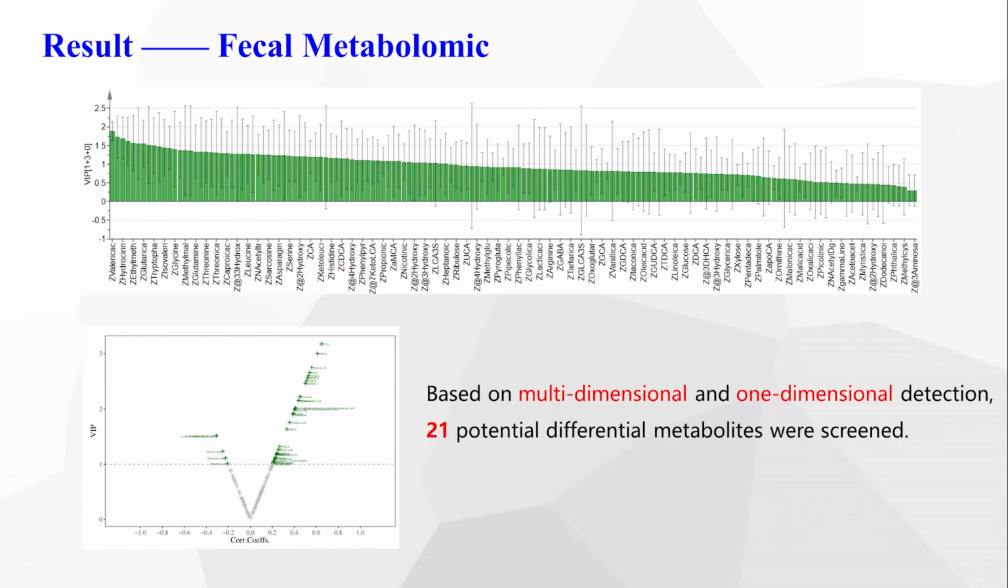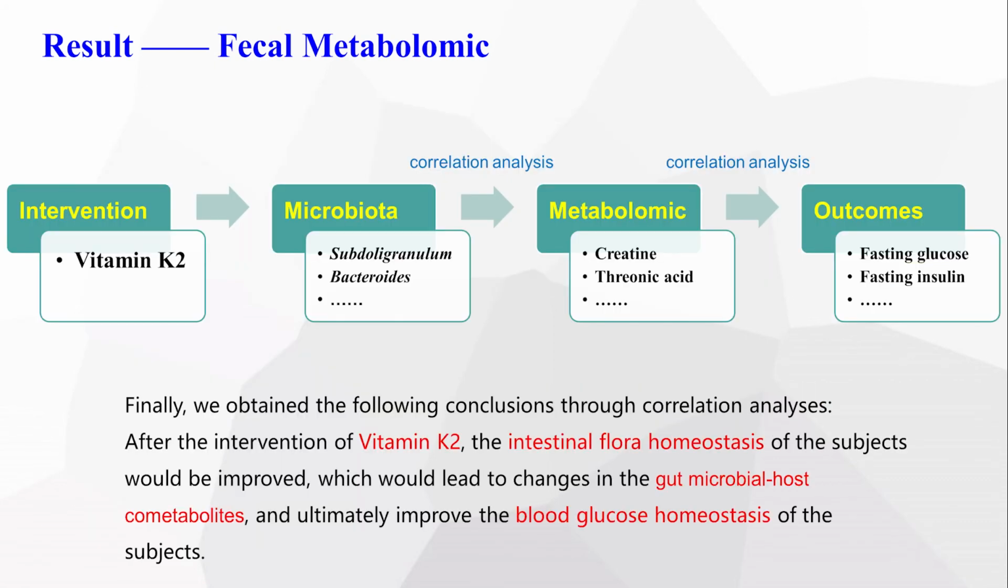Based on the multidimensional and one-dimensional assays, 21 potential differential metabolites were screened out. And the following conclusions were drawn using correlation analysis. We believe through intervention with vitamin K2, the intestinal flora homeostasis of the subjects was improved, which in turn led to changes in the gut microbial host co-metabolites, and ultimately improved glucose homeostasis in the subjects. This is the end of my presentation. Thank you very much for your attention.